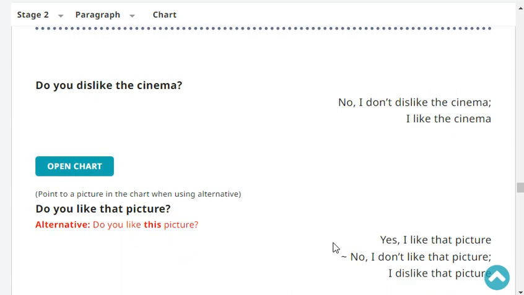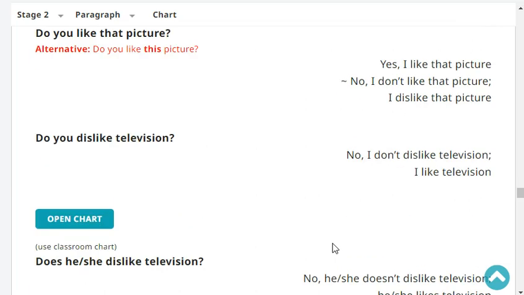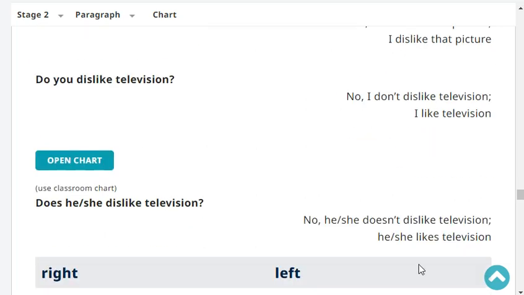Okay, honestly, do you like that picture? Yes or no? Yes, I like that picture. Very good. Do you dislike television? Yes or no? No, I don't dislike the television. I like television.